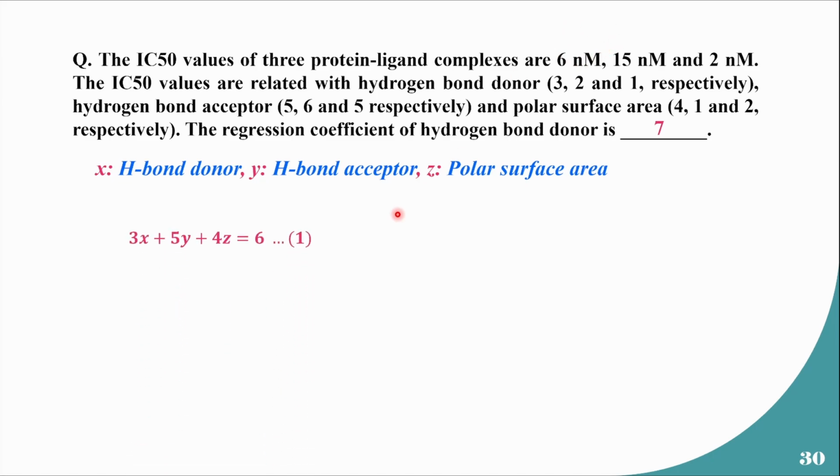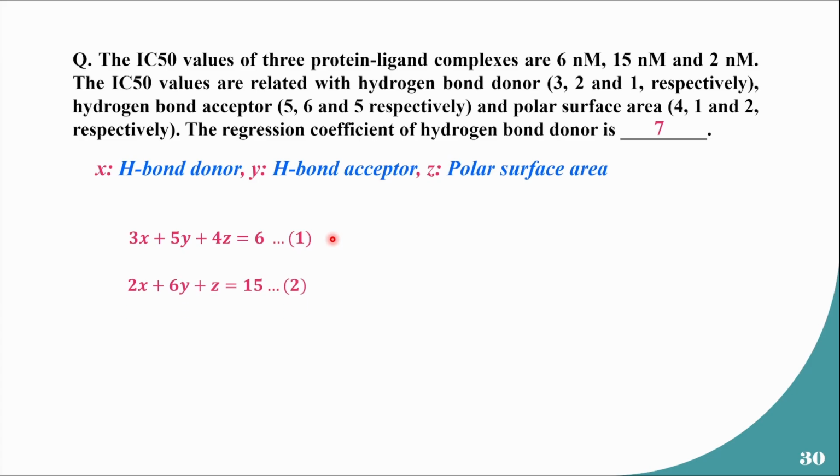So for example, for the first protein ligand complex, we have 6 nanomolar value. So 6 is on the right. And how do we get this 6 value? We are asked to basically consider the 3 hydrogen bond donors, 5 hydrogen bond acceptors, and 4 polar surface area to get this value of 6 nanomolar. Right. So it will have 3x plus 5y plus 4z equals 6. So this sort of equation you can basically put for the first protein ligand complex.